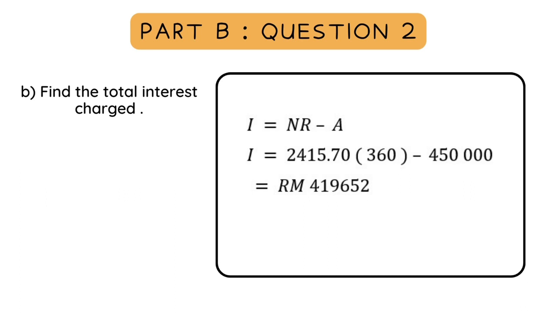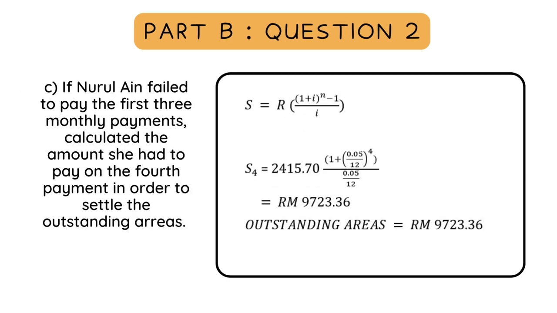2b, find the total interest charge. Use the formula interest equal nR minus A. I equal 2415.60 bracket 360 bracket minus 450,000, and the answer is 419,652 ringgit.